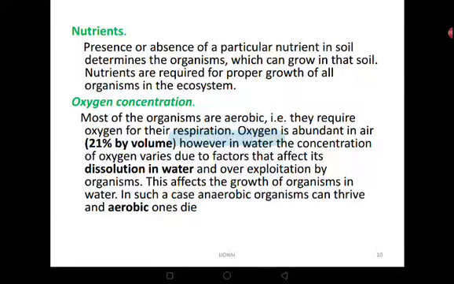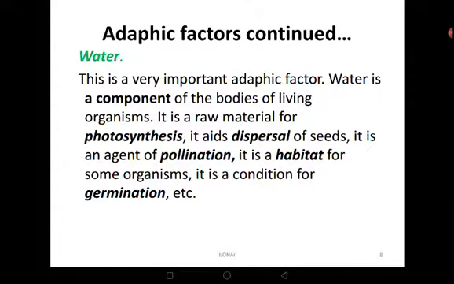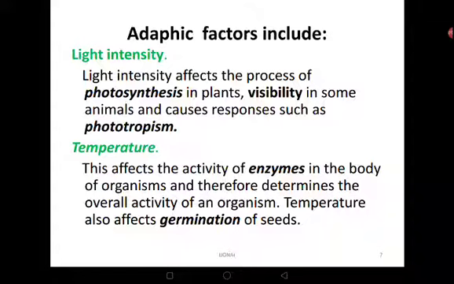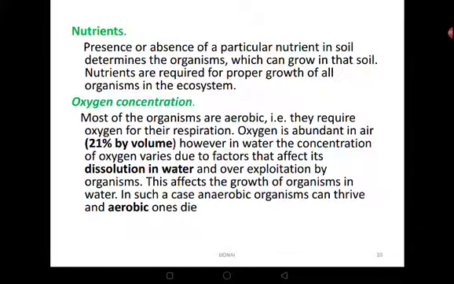So, members, I want to remind you of our Edaphic factors: oxygen concentration, nutrients, pH, humidity, water, temperature, and the light what? Intensity.